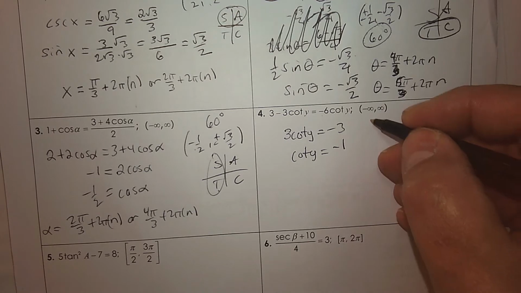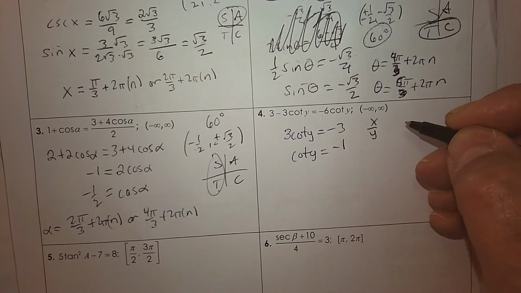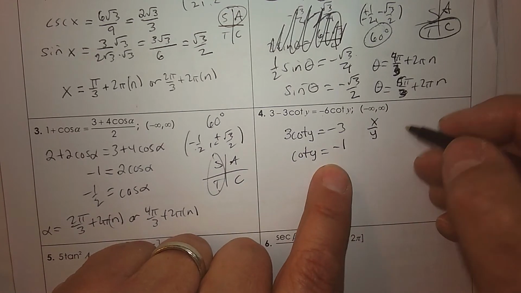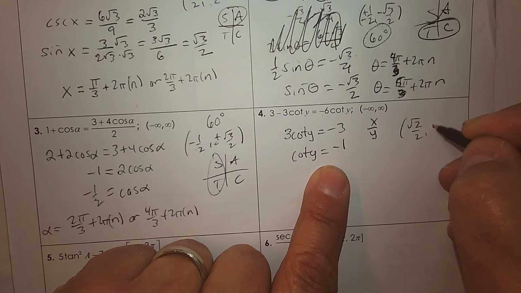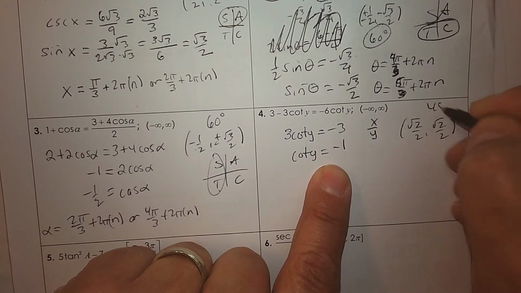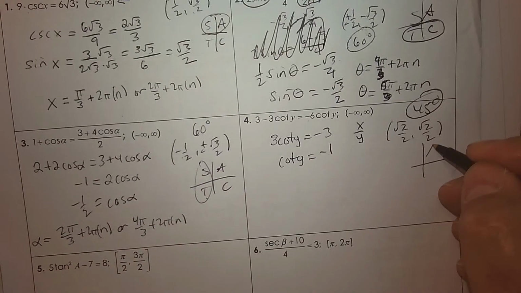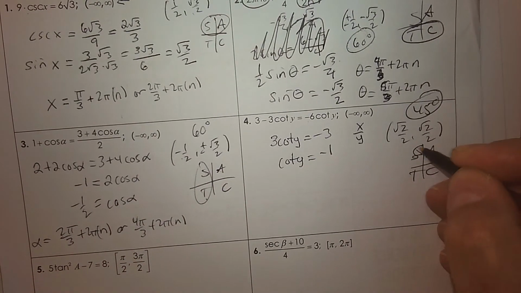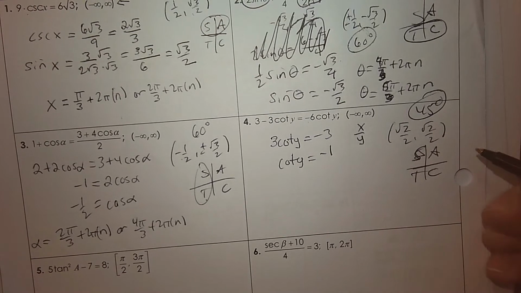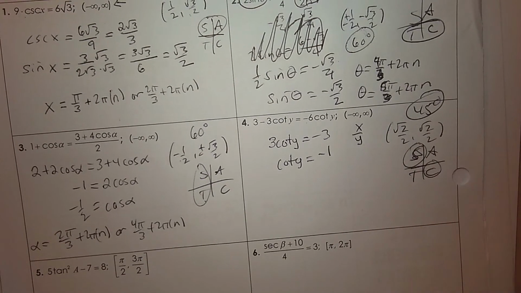Understand the rule is x divided by y. And so if I'm getting the answer 1, it must be root 2 over 2 and root 2 over 2. It must be a 45-degree angle. So in which quadrants is cotangent negative? So that's 2 and 4.